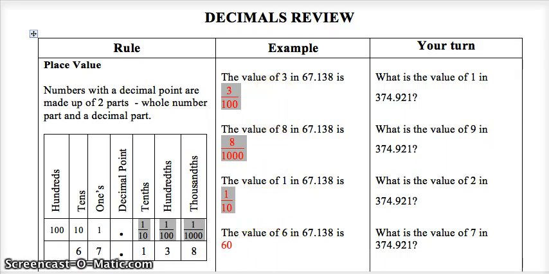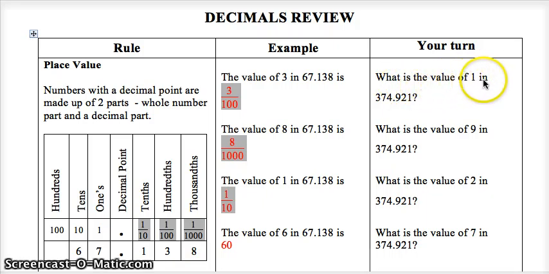Just pause the video and try these questions over here where it says "your turn." Once you've finished those questions, you can restart the video. Okay, hopefully you've done that now. Let's look at these questions.